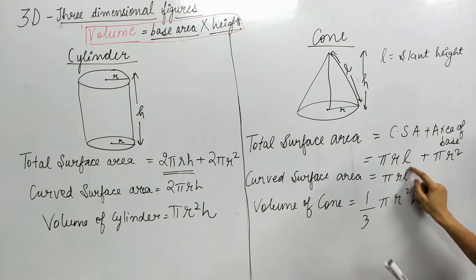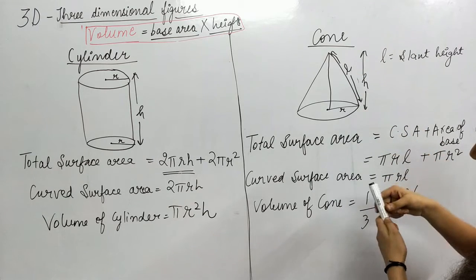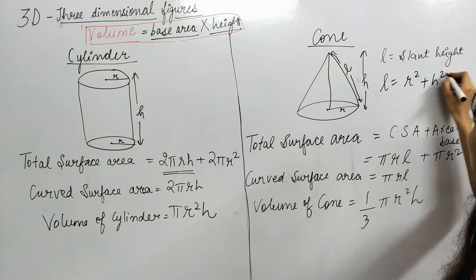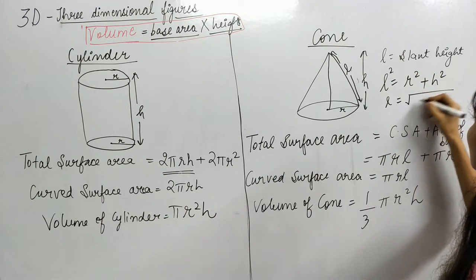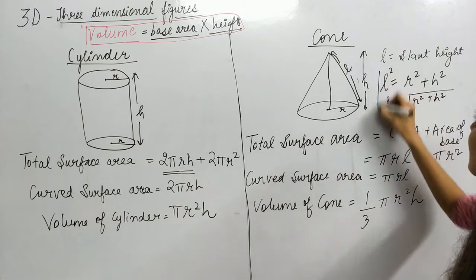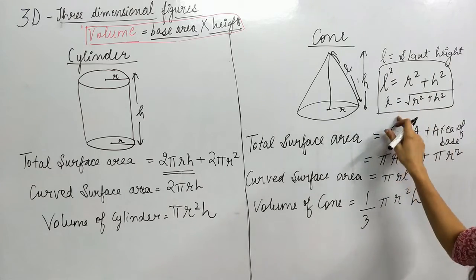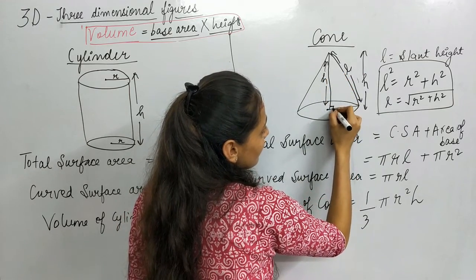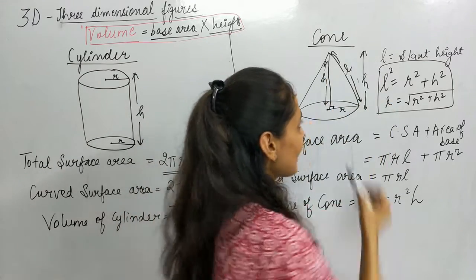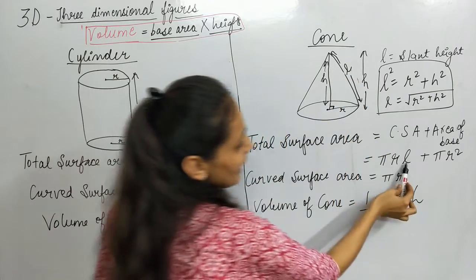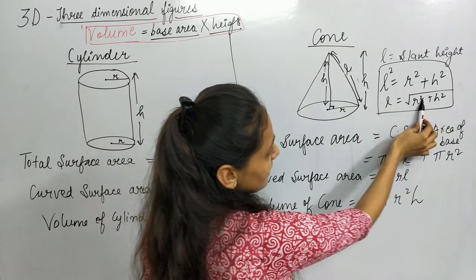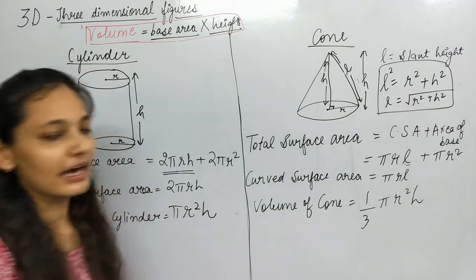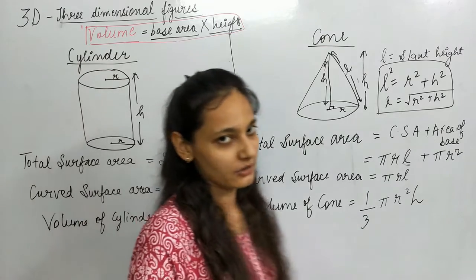And if you have to find the slant height, then formula for slant height is r square plus h square. That means L is equal to under root of r square plus h square. That is by Pythagoras. Okay, because if this is h and this is r at 90 degrees, then you can find the slant height by Pythagoras theorem. So for L, the formula is this. Total is pi r L plus pi r square. Curved is pi r L. Volume of cone is 1/3 pi r square h.